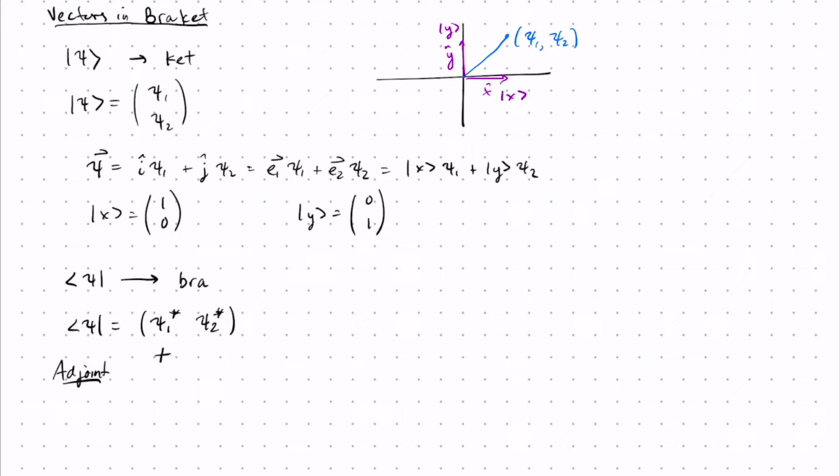And the way the adjoint plays in is that if you take the adjoint of the ket, and we'll write it like this, notice the dagger outside the parentheses. So we take the adjoint of the ket, then what we get is the bra. And of course, vice versa. If we take the adjoint of the bra, we get the ket.